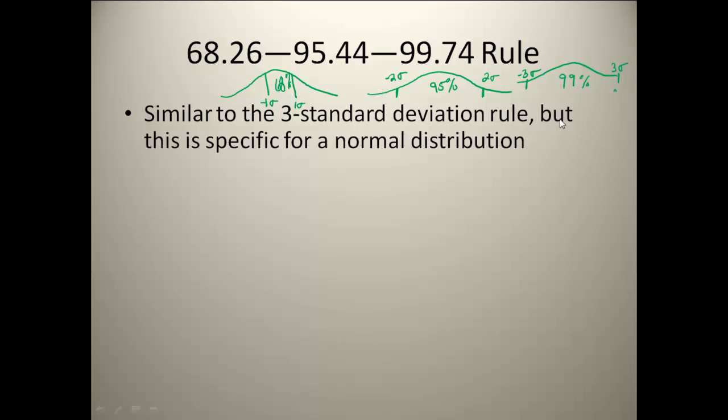And it's similar to our 3 standard deviation rule, which says that most of our values will be within 3 standard deviations, but now it tells us the approximate percentage. 68.26% should lie within 1 standard deviation, 95.44% should lie within 2 standard deviations, and 99.74% should lie within 3 standard deviations.